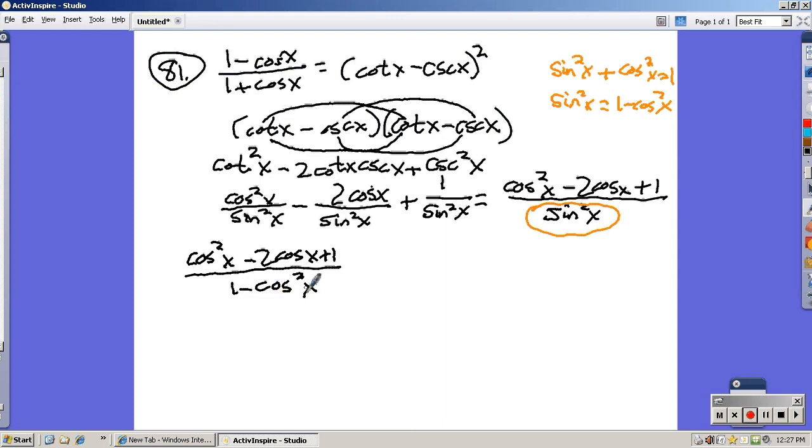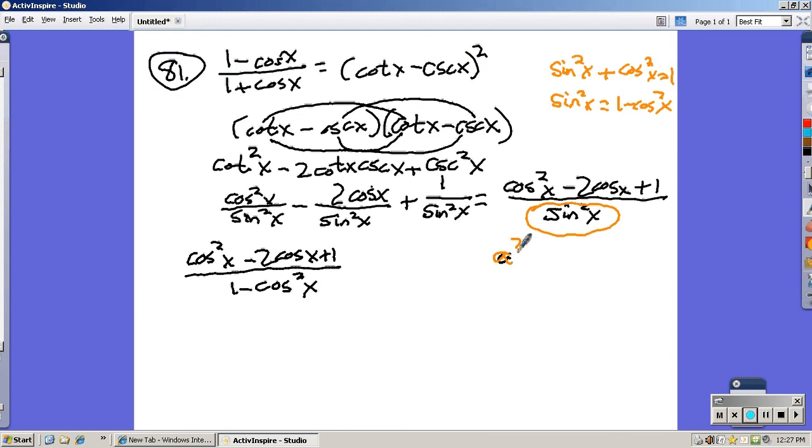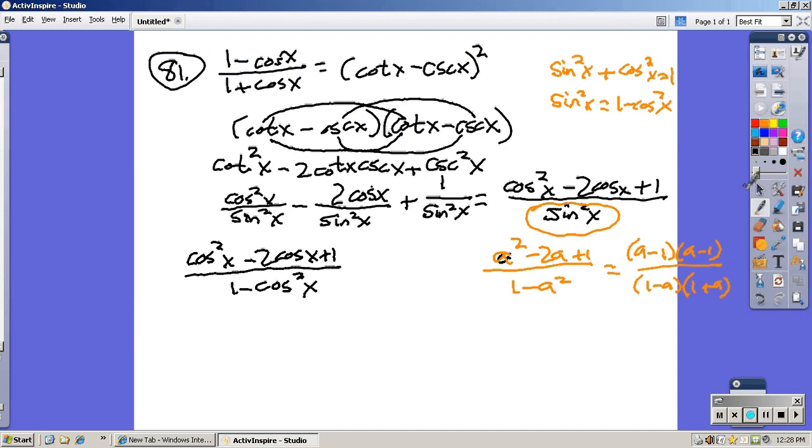And so now what I want you to notice is that all of these are like things I can factor. This is like quadratics. So I guess the thing to do in your head is to think about if cosine x was just an a, that top, that numerator would be a squared minus 2a plus 1. And the denominator would be 1 minus a squared. Right, where it's just cosine instead of a, or a instead of cosine. So this would factor to a minus 1 times a minus 1. This is difference of squares. So it would be 1 minus a times 1 plus a. You don't have to write it as a's. I just want to write it this way so you can see the form, like what I'm doing.